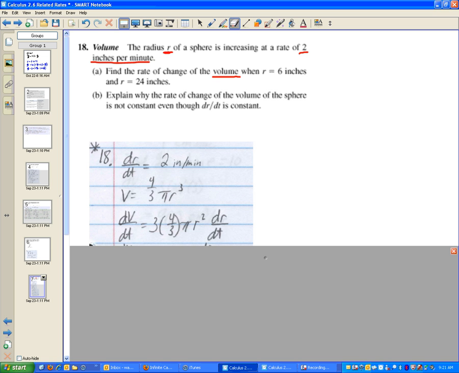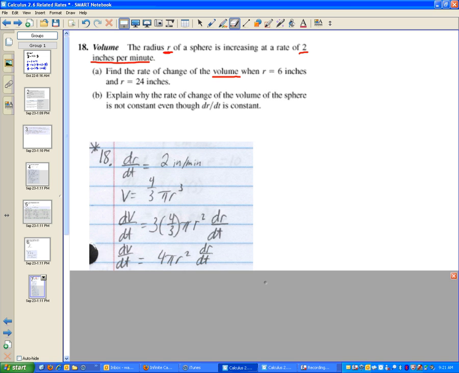Let's simplify a little bit. dV dt equals, well, 3 times 4/3 is 4, so 4 pi r squared dr dt. And I'm pretty happy with that. We now have an equation that relates the rate of change of the volume and the rate of change of the radius. It's a substitution game from here on out. Okay? So, back to part A.